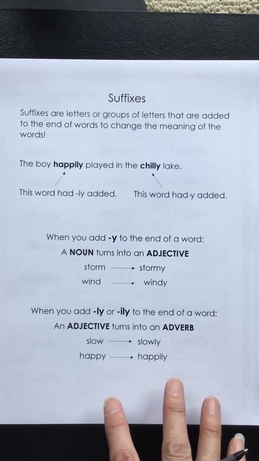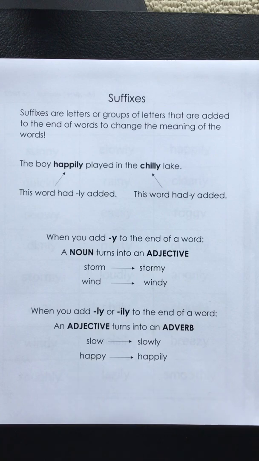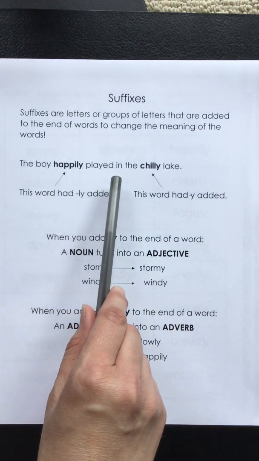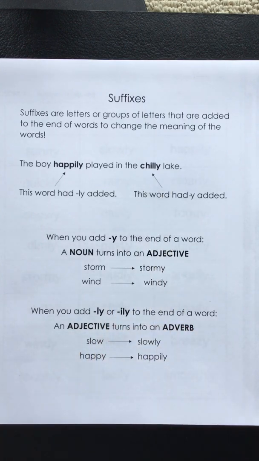Now, previously we've been talking about prefixes. Prefixes go at the beginning of a word and they change the meaning of a word. The suffix is the opposite. Suffixes are letters or groups of letters that are added to the end of a word, but they also change the meaning of the words. So here's a sentence that has two words that have suffixes in them. The boy happily played in the chilly lake. All right, there are two words that have suffixes.